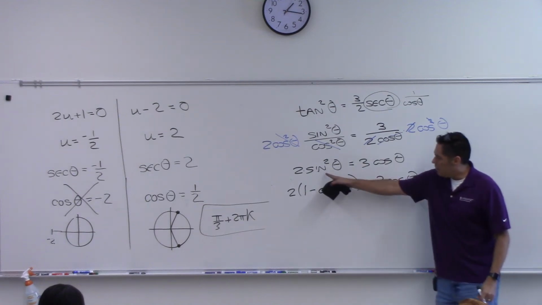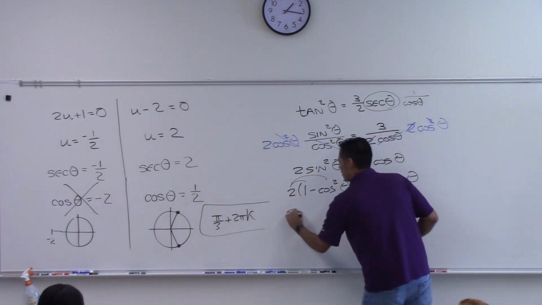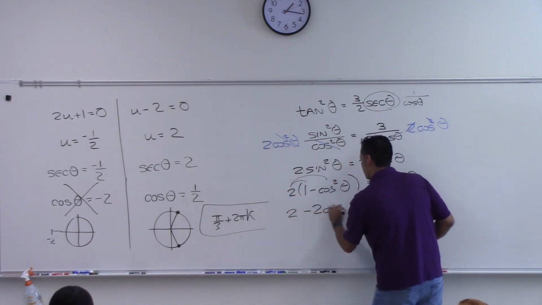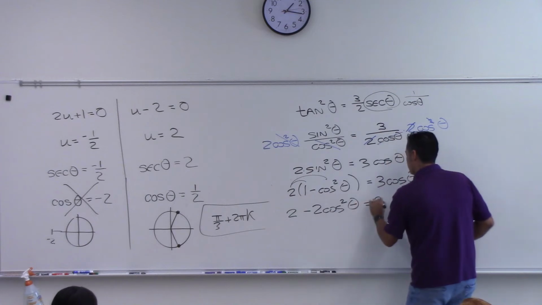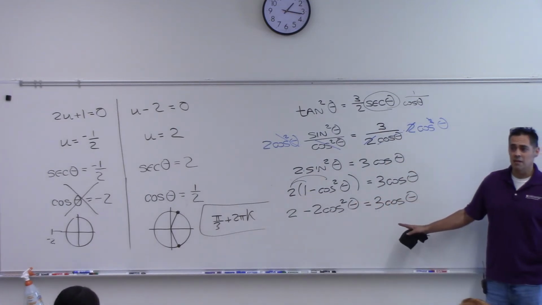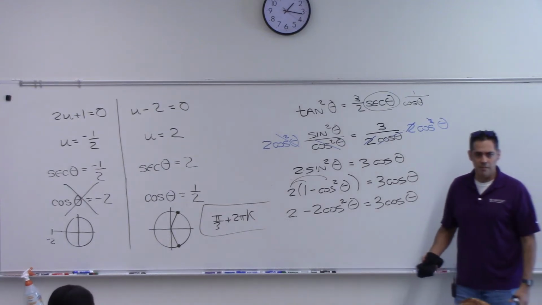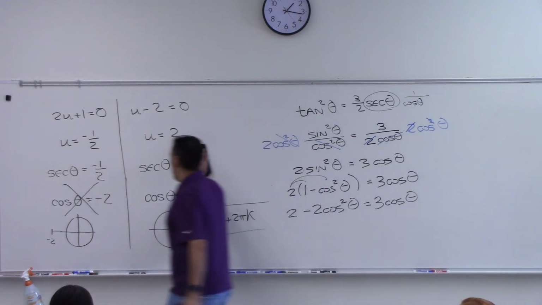So just replace that with this, and then distribute the 2 through. 2 minus 2 cosine squared theta equals 3 cosine theta. And now we have a quadratic in cosine. So we can get everything to one side and then play the same game. I'm going to just take it all the way, all right?